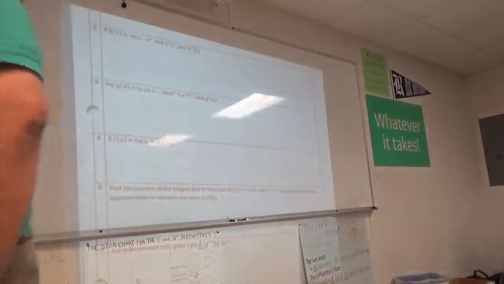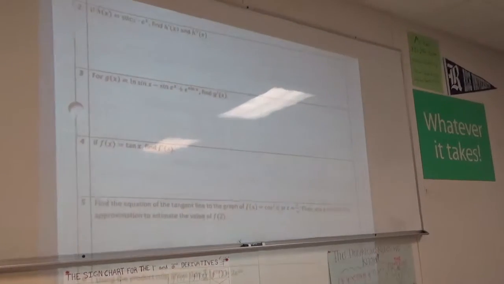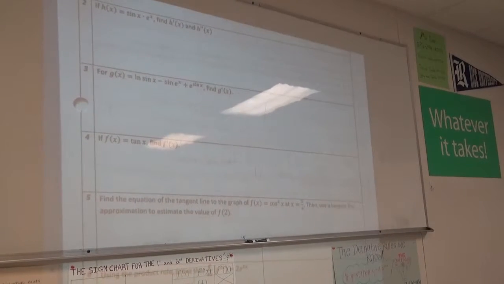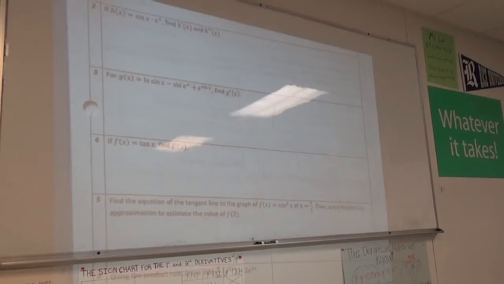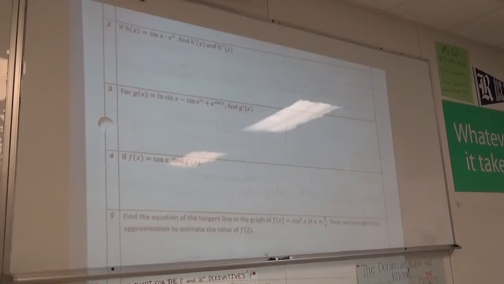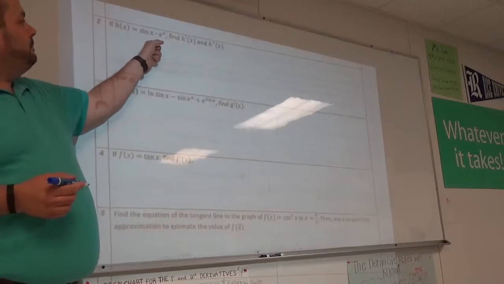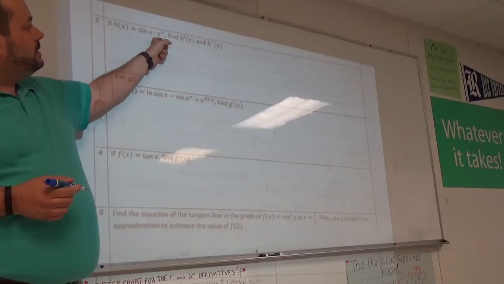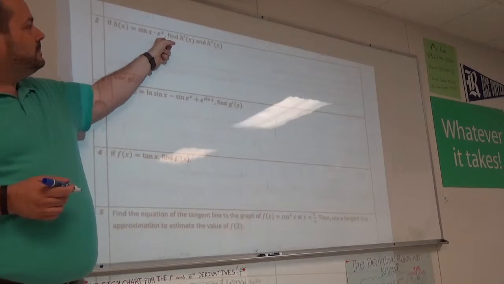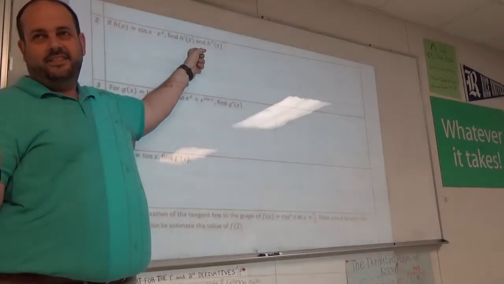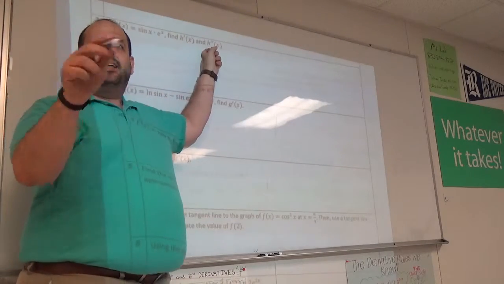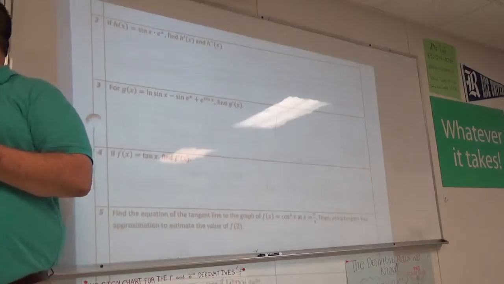All right, so problem number 2. Adriana, can you read problem number 2? Using your best math vocabulary. If h of x equals sine of x times e to the x, find h prime of x and h double prime of x. Oh my god, I love it.